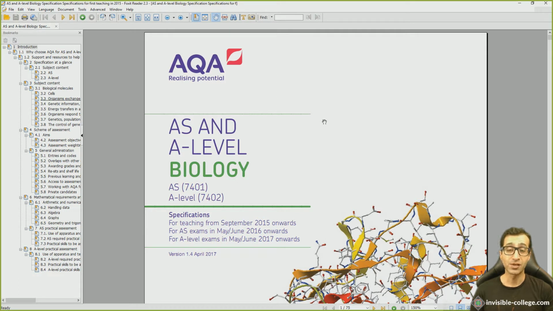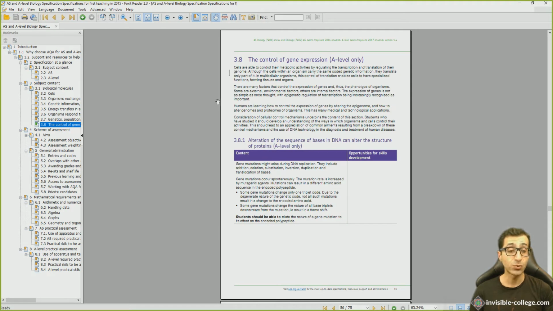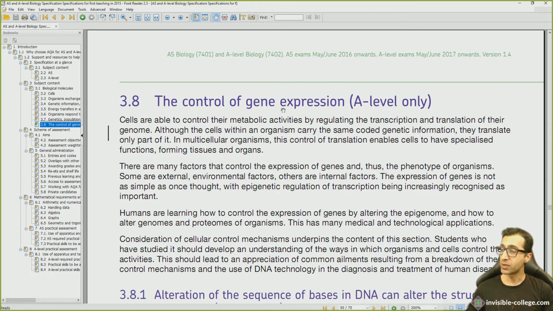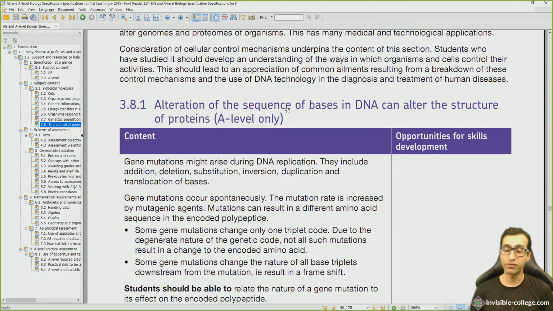So I would encourage you, as always, to have your specification document open either in electronic format on your desktop or in hard copy format, just so that you can follow along with the accessible learning outcomes from your spec. Now, in the AQA specification document, which you're seeing here, this topic is topic 3.8, which is an A2 or advanced level topic on the subject of the control of gene expression. These are the topics that we're going to be going into roughly in this order.